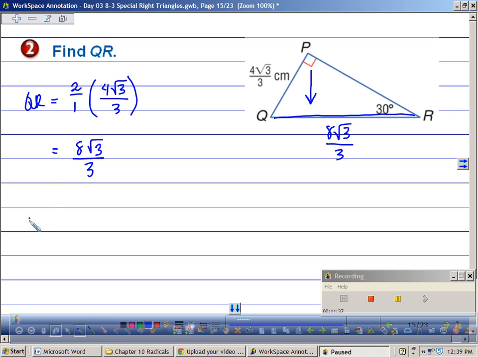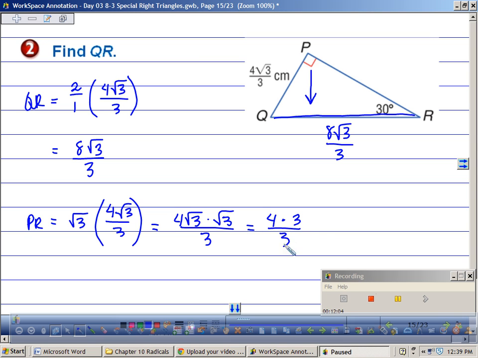All right, it didn't ask us for PR, but how much larger is PR? Not by 2, by root 3. So in order to find PR, I could just do root 3 times 4 root 3 over 3, which makes 4 times root 3 times root 3 over 3. Root 3 times root 3 would make root 3 squared, which is 3. Then cancel, cancel, which is 4.